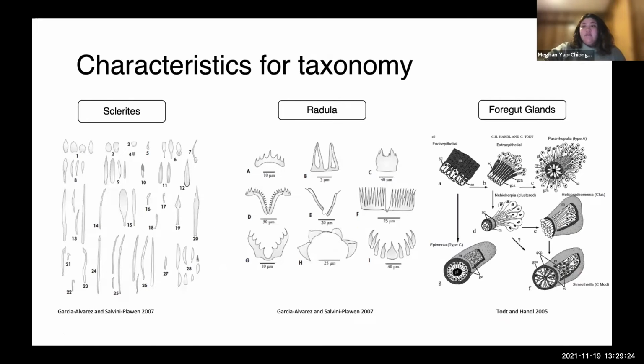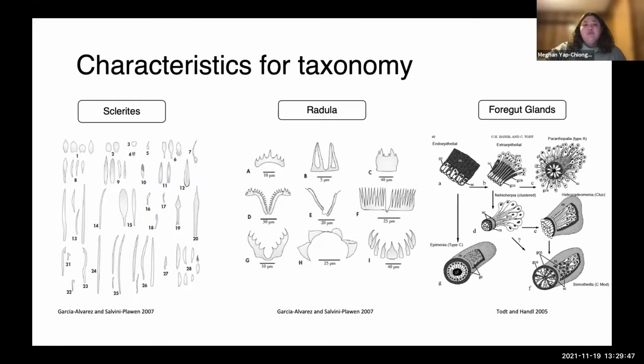So now to get into some of the taxonomy. Characteristics for Solenogaster taxonomy, they are really morphologically uniform. So there's only a few things that we generally use. Those calcium carbonate scales, spines, and spicules called sclerites. They do have a radula. For Solenogasters, we use how many teeth per row.